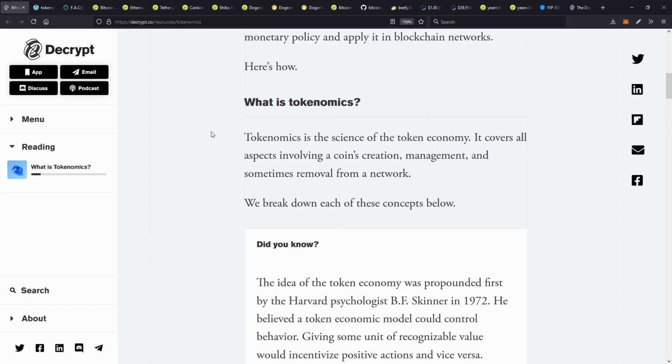Hey everyone, today I'll be exploring a new topic, which might be new for some of you recent comers to the crypto world, but basically that word is tokenomics. And as Decrypt puts it, it's all about the science of the token economy, which mostly revolves around the creation and management of the coin or token.